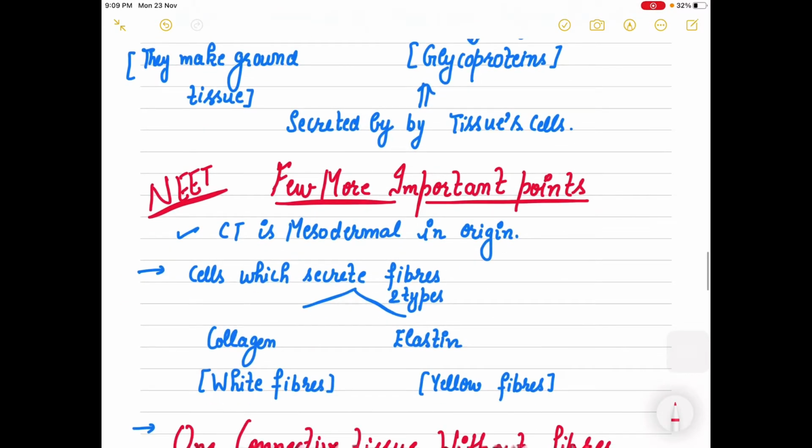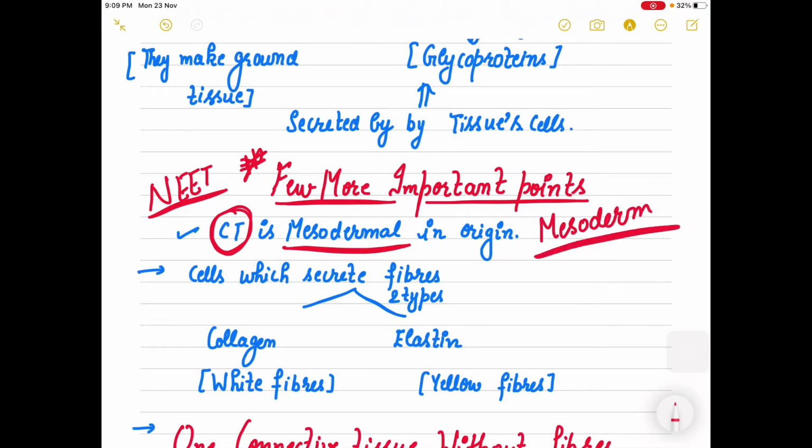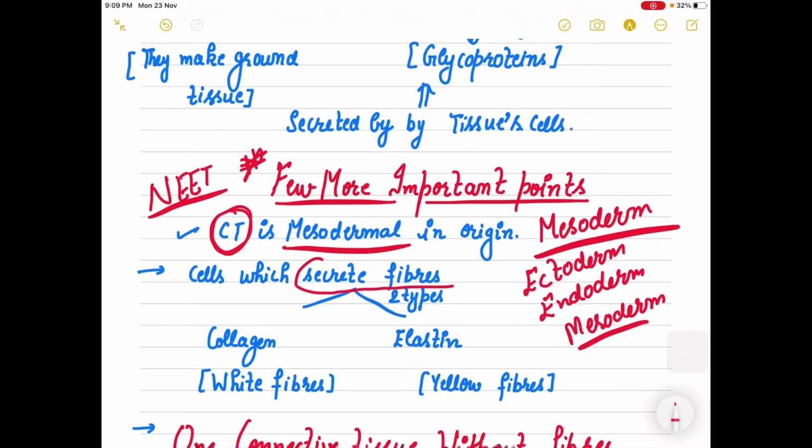I come to you because this is a very important question for NEET: this connective tissue is formed by a layer which is called mesoderm, right? We know that we are triploblastic in nature, and there are three layers: ectoderm, endoderm, and mesoderm. So connective tissue is formed by the mesodermal layer. There are cells in this tissue which secrete fibers. Two types of fibers they can secrete: one is collagen and one is elastin.